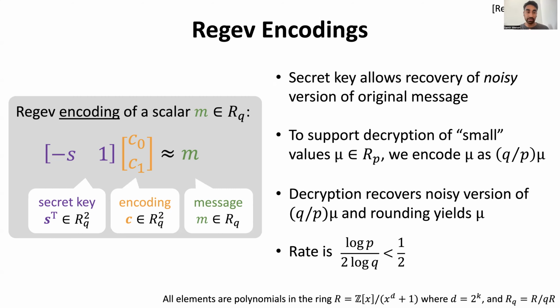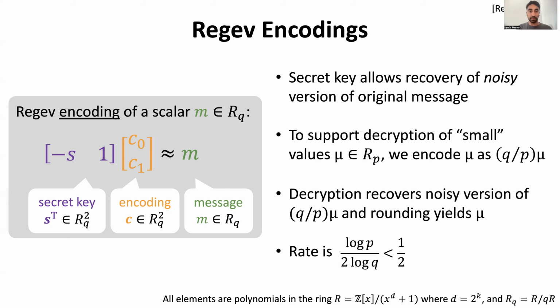It's good to note here that in this scalar setting, the rate is actually upper bounded by 1/2, right? Because we need to transmit at least 2 ring elements, and not only that, but we're only transmitting p bits of information, but the ciphertext is composed of q bits per ring element. So the rate is significantly less than 1/2 in this scenario.